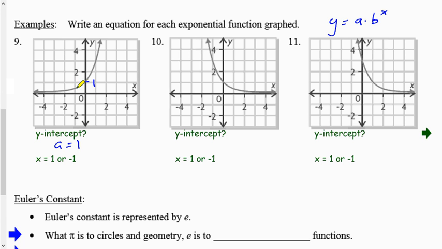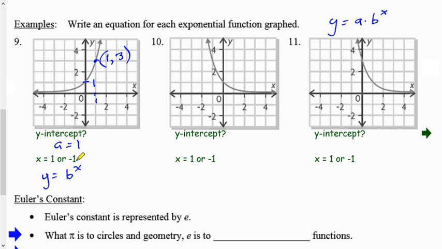So here I'm going to look where x is positive 1, and so when x is positive 1, I get a y value that's equal to 3. So it goes through this point where x is 1 and y is 3. So what do I know so far? Well, in my equation, y equals 1, I'm not going to write it in, times b to the exponent x. So my equation will look like this because I have an a value of 1.